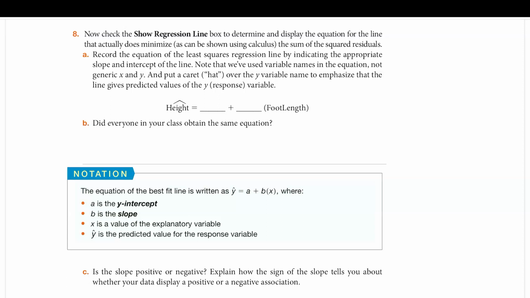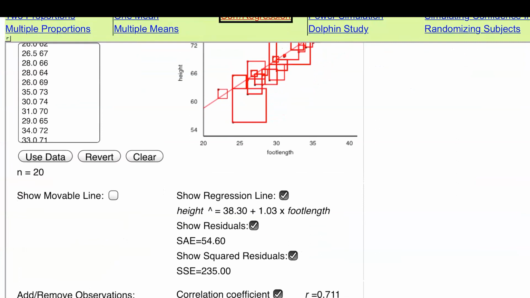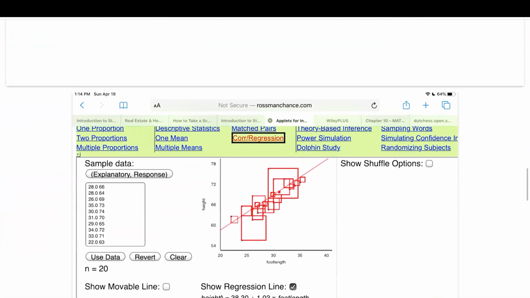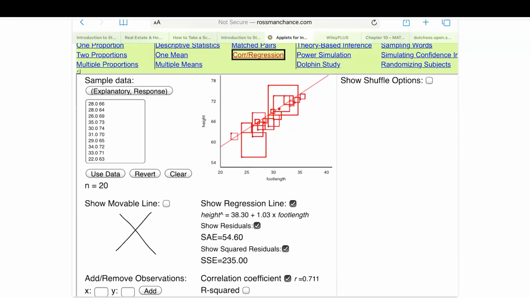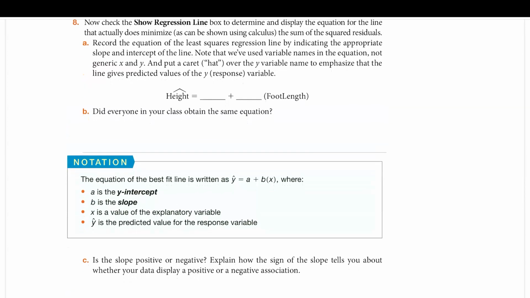Now if you check the Show Regression Line box in the applet, it will show you the line that makes the sum of the squared residuals as small as possible. What I would recommend is that you uncheck the Show Movable Line and the Show Residuals and the Squared Residuals and recheck them over under the Show Regression Line area. So I have a screenshot here. Again, I would get rid of this stuff and just check the Show Regression Line, the Show Residuals, and the Show Squared Residuals.